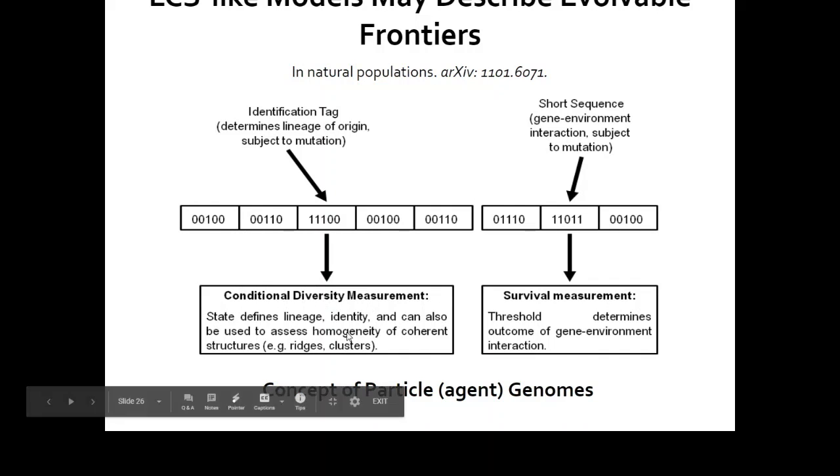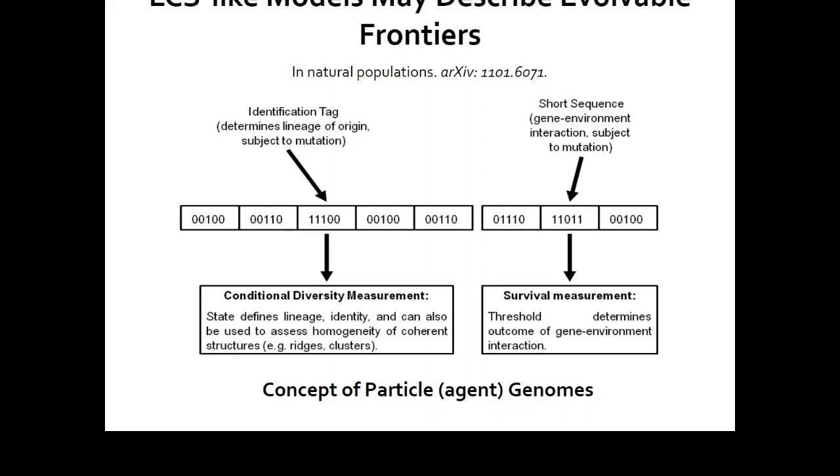So the state defines lineage and identity, but it is also used to assess the homogeneity of these coherent structures, or these clusters of cultural practice. In other words, if you have a bunch of particles, a bunch of agents that are clustered together, was their origin from the same representation, or did the representation change to favor one cluster over another? We started at a bunch of different points, right? Are there certain cultural practices that are so good that a bunch of agents converge to this one place?